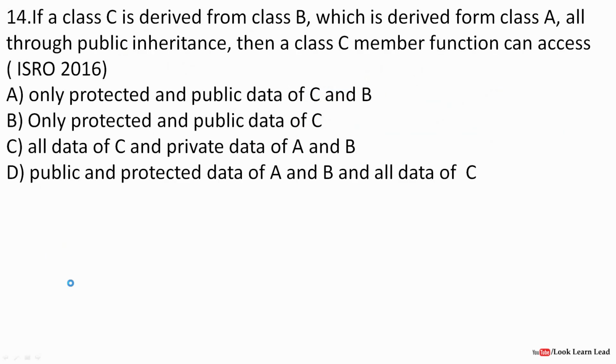Okay, next, if a class C is derived from class B, so C is derived from class B, B is the parent, and B is derived from class A, that is B can access all the public and protected data of A, and C can access all the public and protected data of both B and A. So the option is D.